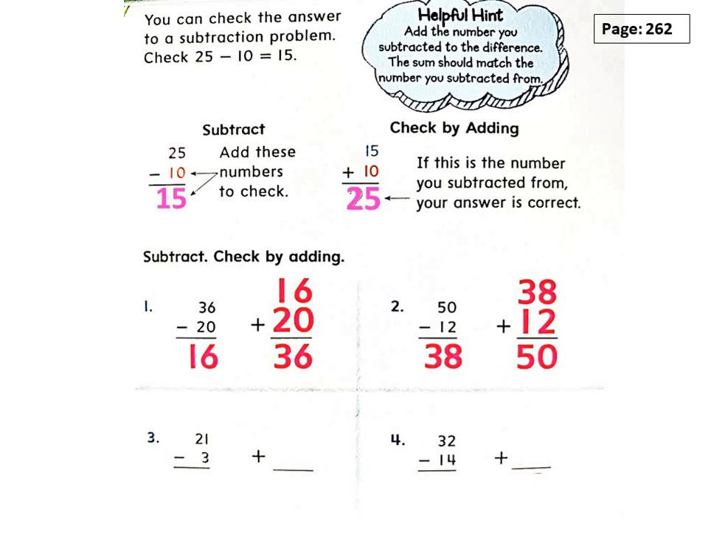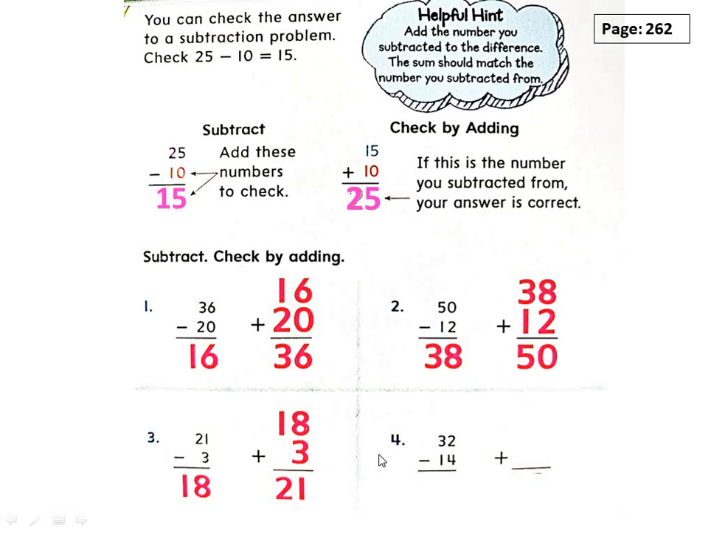Let's see question number 3. We have 21 minus 3. 21 minus 3 equals 18. Now let's check. 18 plus 3 equals 21. Excellent, grade 2. Again, we get the same number here. So our answer is correct.